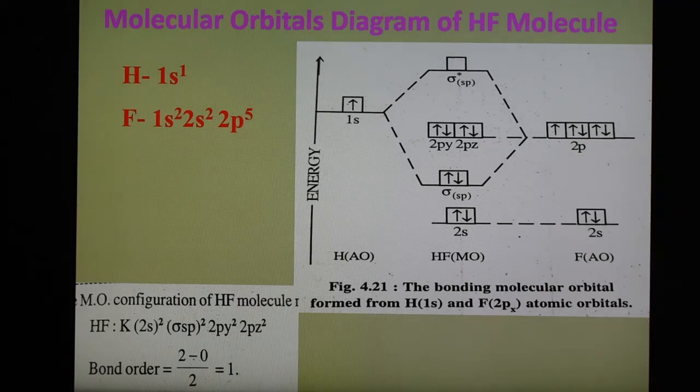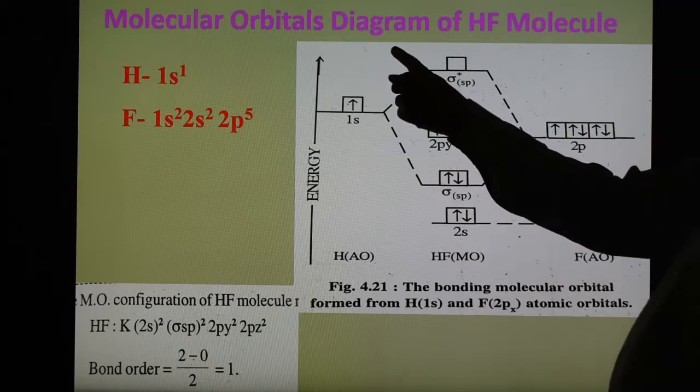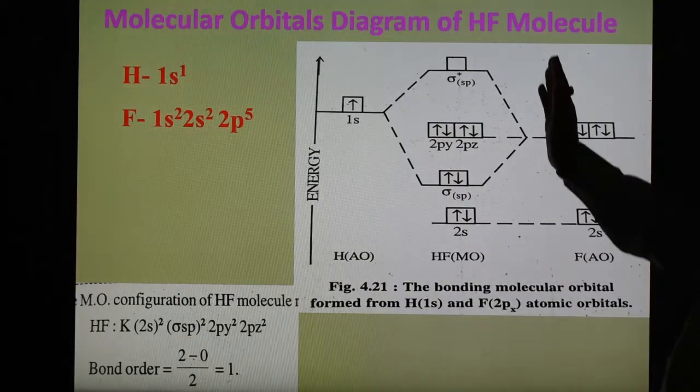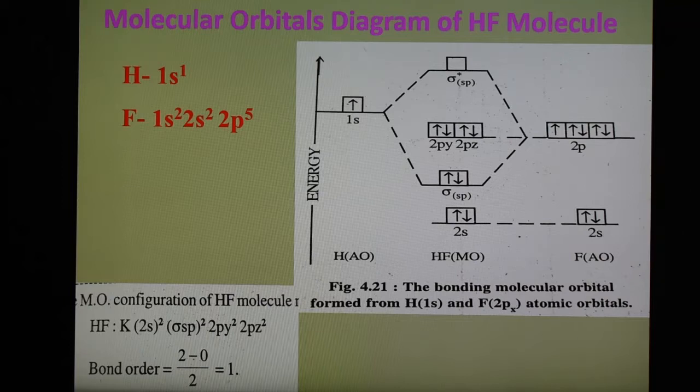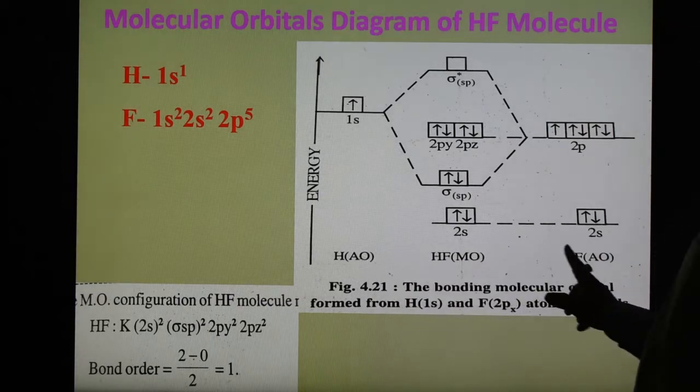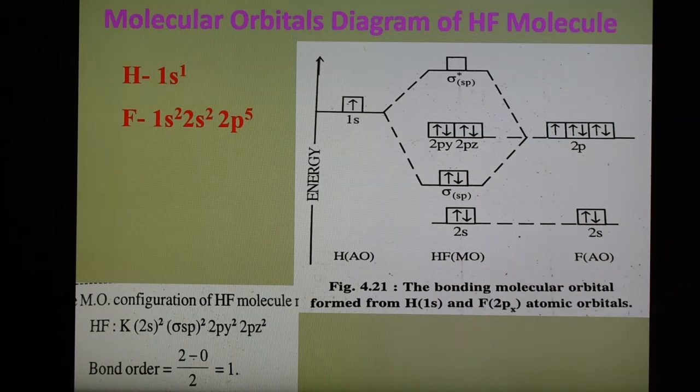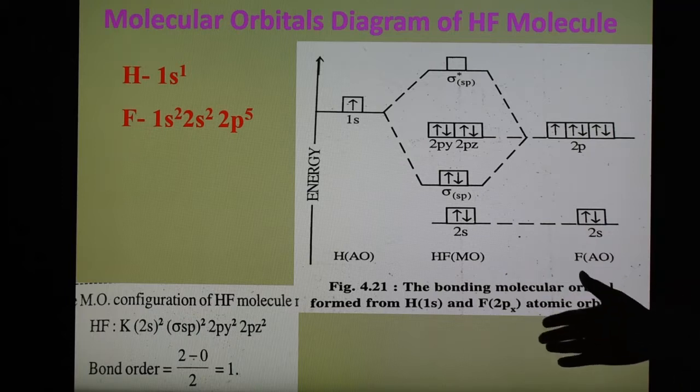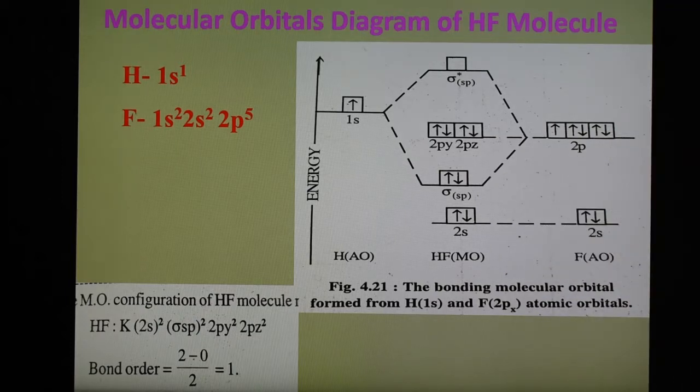Again, as we know, there are three parts. This is one part for hydrogen, this is the second part for fluorine, and in the middle is the molecular orbital diagram. As we know, atomic orbitals combine to form molecular orbitals. This is the concept for forming the molecular orbitals. After that, the energy level diagram is shown here for the HF molecule.